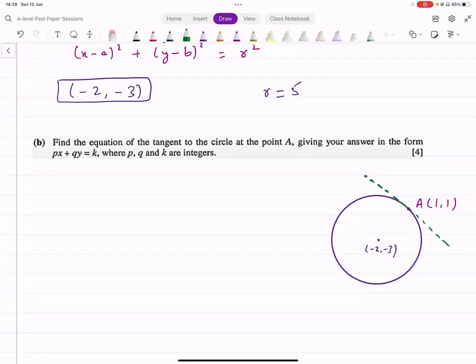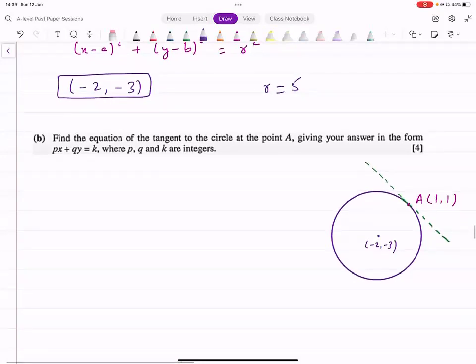Now remember, in a circle, tangent and radius, they are perpendicular to each other. So we could just find the gradient of this radius, and then take the negative reciprocal of that to find the gradient of the tangent.